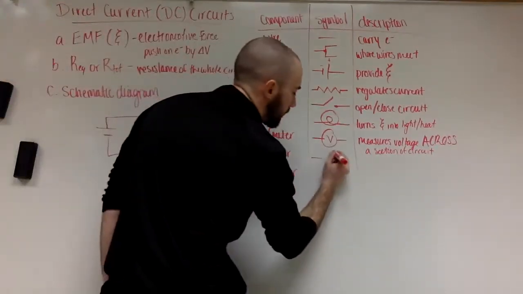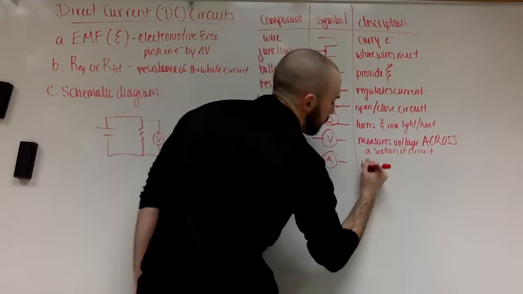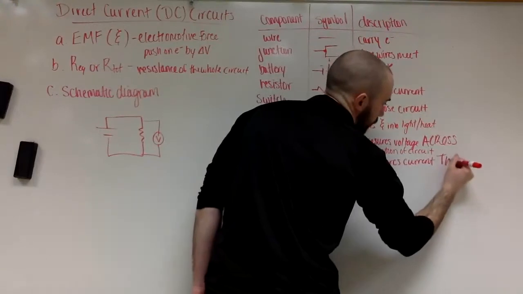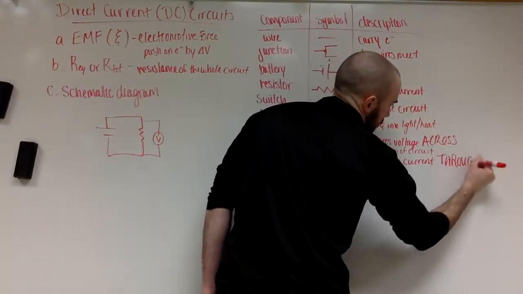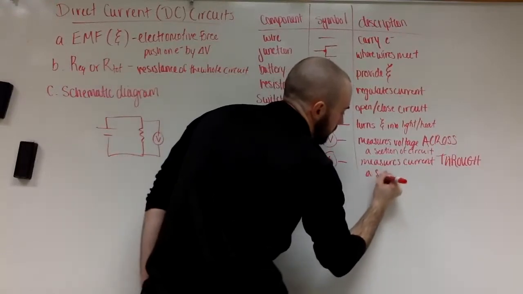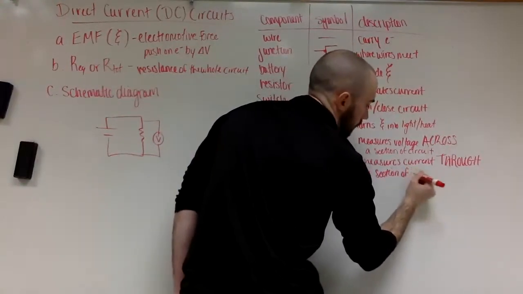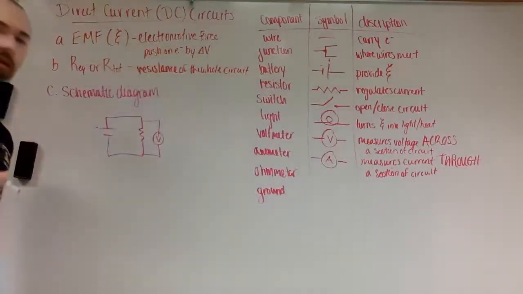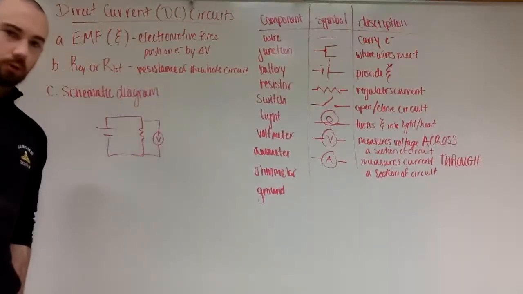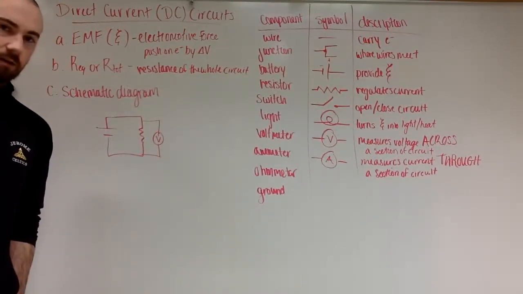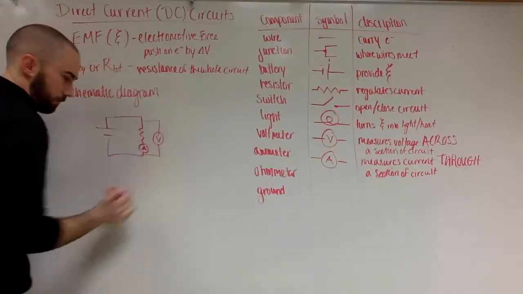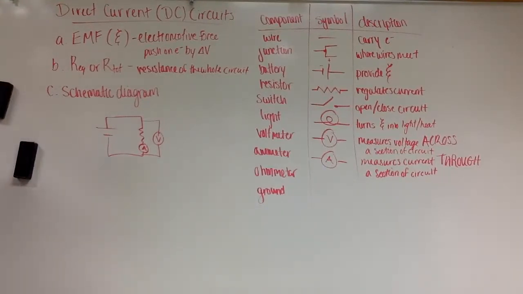The next thing is an ammeter. And an ammeter measures current through a section of a circuit. So in this case, current is the number of electrons that flow through something. If you're in parallel, you do not necessarily have the same number of electrons flowing through you, but if you're in series, you automatically have to. So in this case, you have to put it with your resistor in series. So that's why it's measuring it through it.